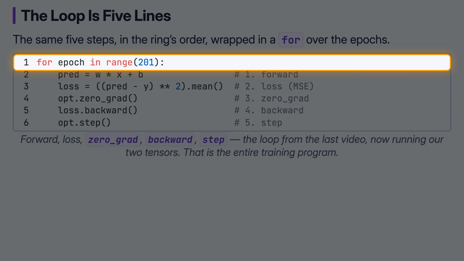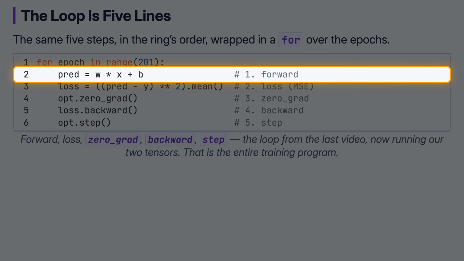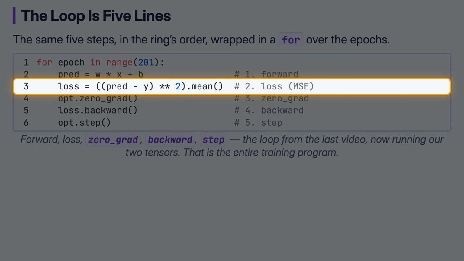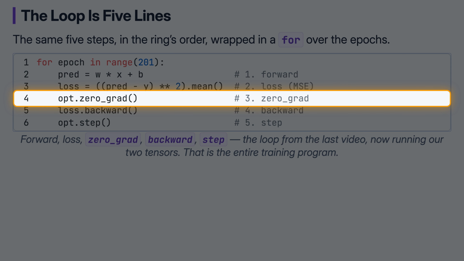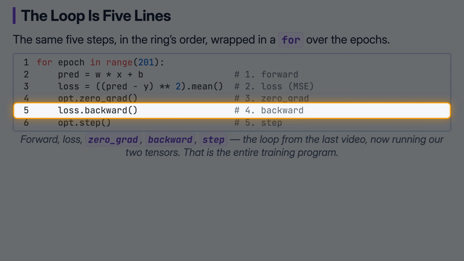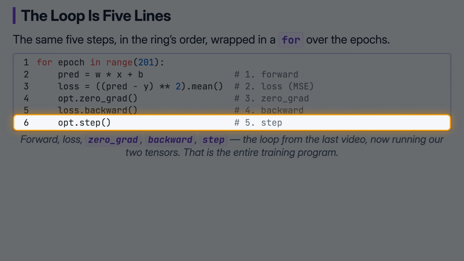The whole loop is wrapped in a for over the epochs, 200 epochs in all. Line 1 forward. Pred equals w times x plus b, that is the model's guess. Line 2 loss, mean squared error, how wrong the guess was. Line 3 zero grad, clear the old gradients. Line 4 backward, fill in the gradients. Line 5 step, update w and b. This is the loop from the last video, now fitting our line.